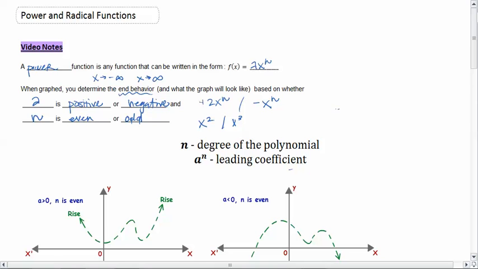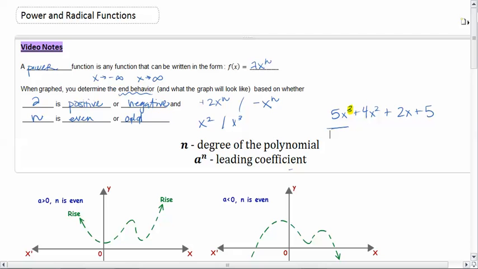So if we have 5x cubed plus 4x squared plus 2x plus 5, or something like that, then this is a third degree polynomial based on our highest n. And 5x to the third is our leading coefficient. So we have 5x cubed, that becomes our leading coefficient. So back to end behavior.